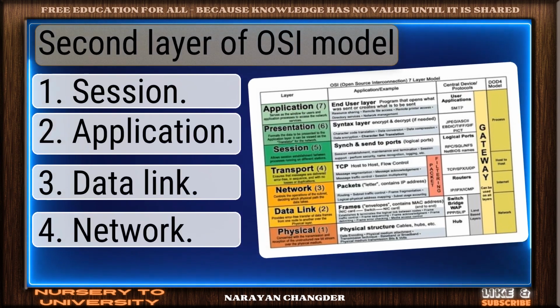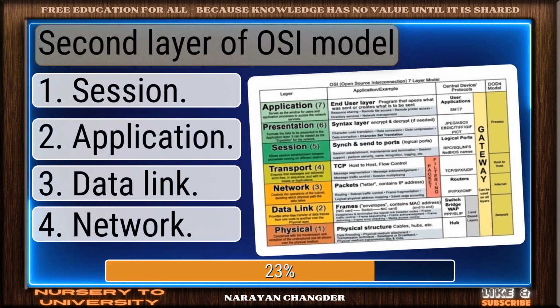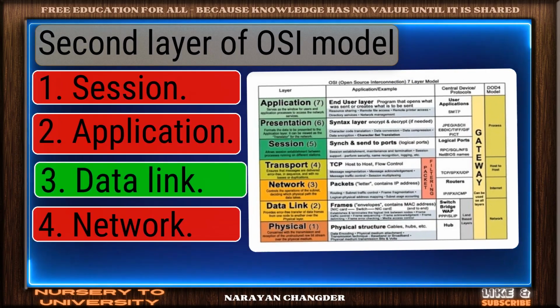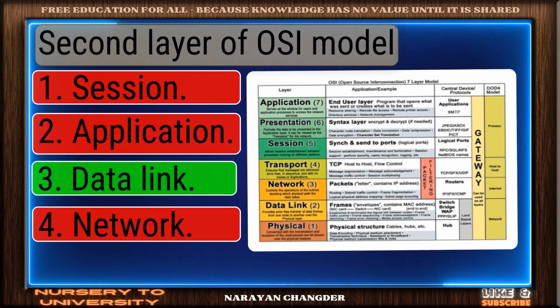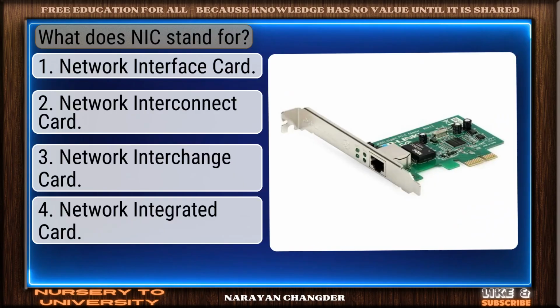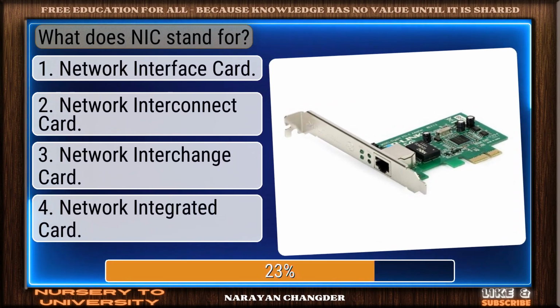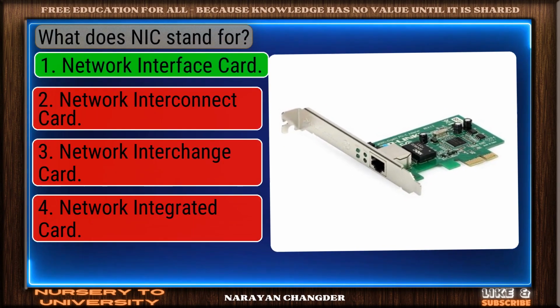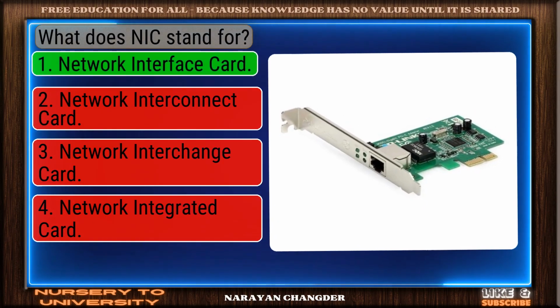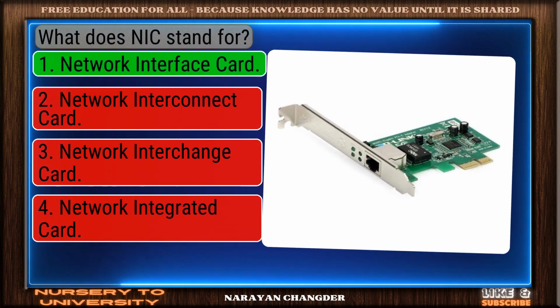Question number 74. Second layer of OSI model. Great thinking. Data link is the right choice. Question number 75. What does NIC stand for? You got it. Your choice, network interface card, is right.